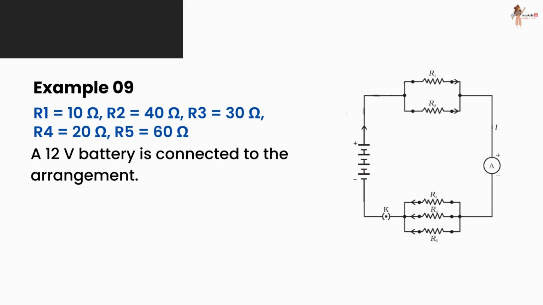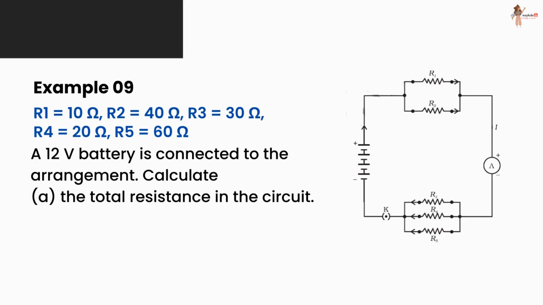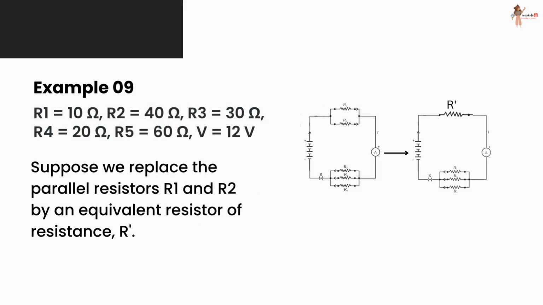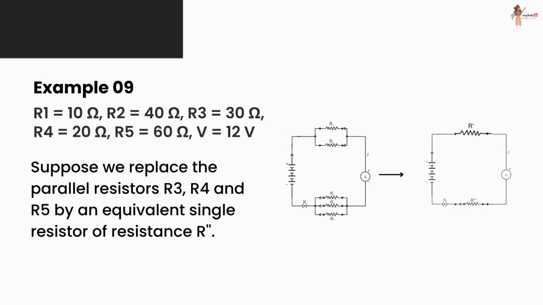If, as shown here, R1 is equal to 10 ohms, R2 is 40, R3 is 30, R4 is 20 and R5 is 60 ohms, and a 12 volt battery is connected to the arrangement, calculate the total resistance in the circuit and the total current flowing in the circuit. Suppose we replace the parallel resistors R1 and R2 by an equivalent resistor of resistance R dash. Similarly, we replace the parallel resistors R3, R4 and R5 by an equivalent single resistor of resistance R double dash.